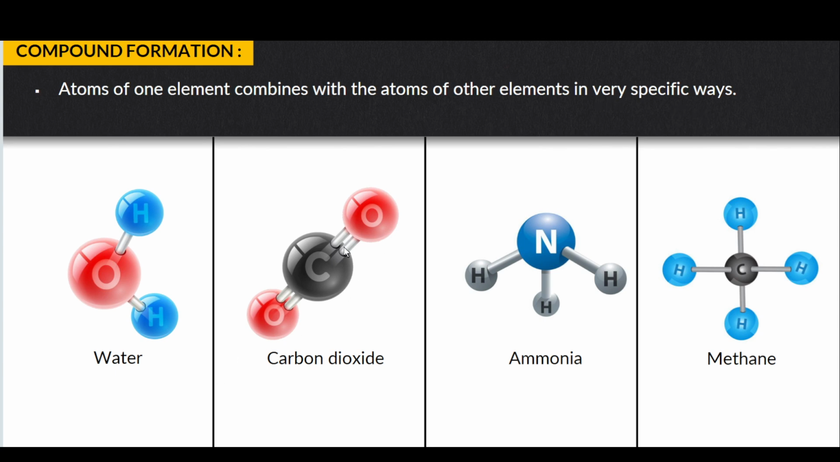Like here in carbon dioxide, there is one carbon and two oxygen atoms. So this ratio should be fixed. For two carbon dioxide molecules, there would be two carbon and four oxygen, right? So this ratio is fixed. Like here, one nitrogen and three hydrogen atoms, when they combine chemically, form ammonia. If I change the ratio, if I take two nitrogen and three hydrogen, it would be some other compound. So in a compound, one type of element is chemically combined with another type of element in a specific way, in a specific ratio, and that's how compounds are formed.